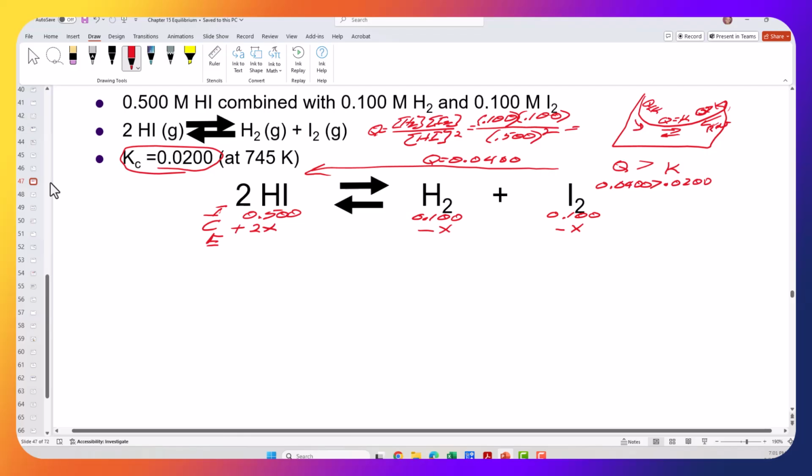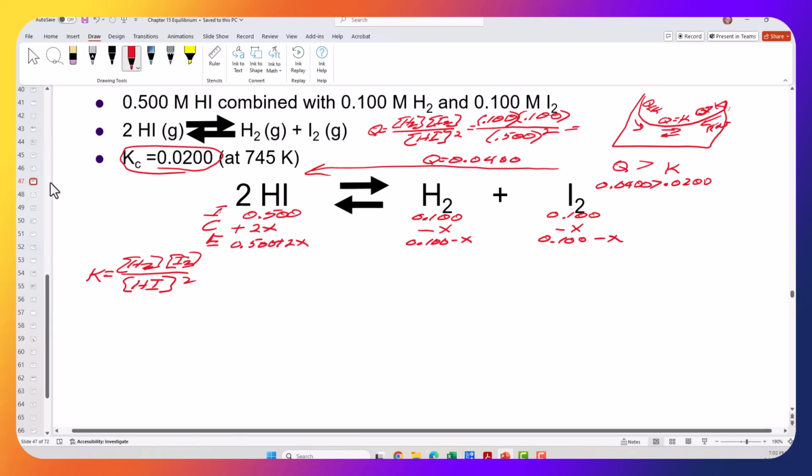And then I do what I normally do, which is simply add the initial to the change line. So this is 0.500 plus 2X. This is 0.100 minus X, and 0.100 minus X. Okay, now that I've got that, and I'm encouraging you to always write the equilibrium constant expression, which is going to be H2 times I2 divided by HI, and we're going to square that.